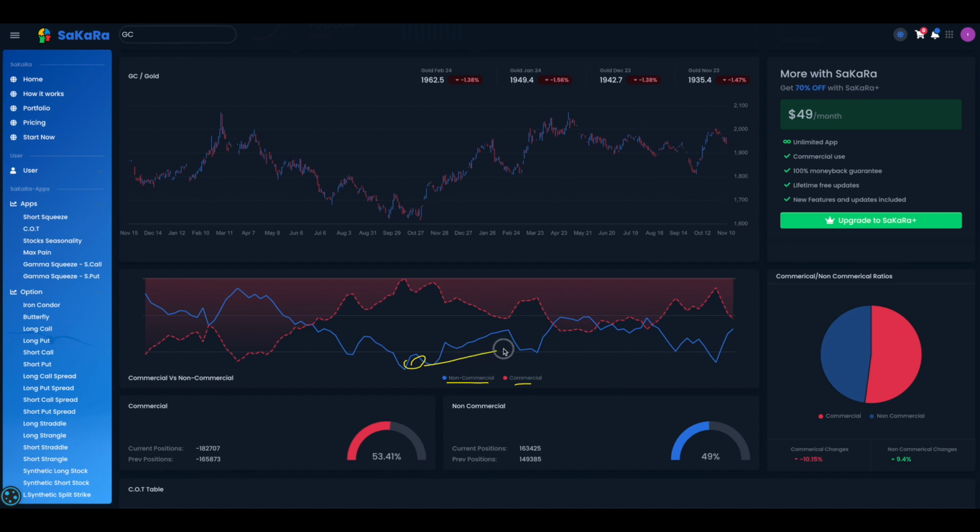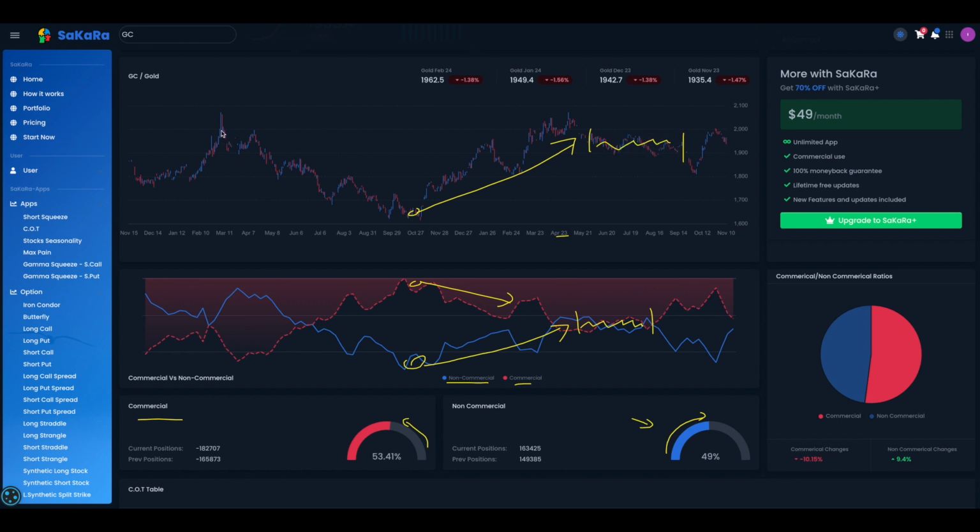If the non-commercial increase their position in the futures contract and the commercial decrease, the underlying asset increases. In this case, we're talking about gold. We can see the price movement from October to April 23 increased because the non-commercial increased their position in the futures contract every week, and the commercial decreased their position. This is the reason gold increased. And in this area, we can see mixed data between the commercial and non-commercial, and this is the reason we have consolidation in the price movement.